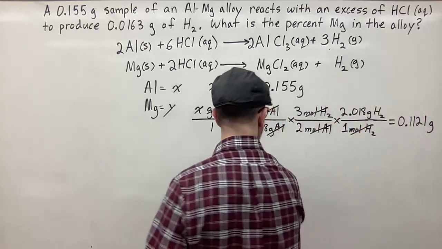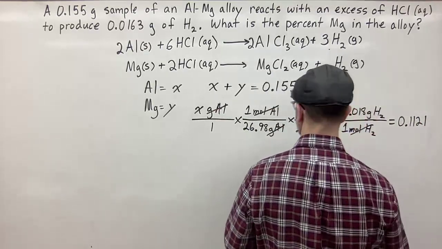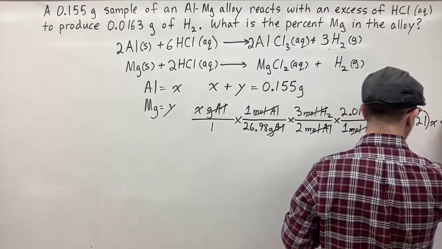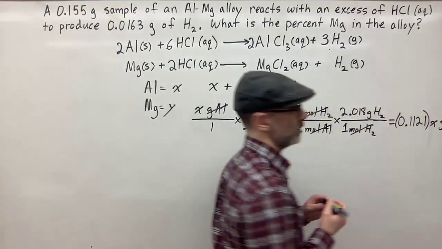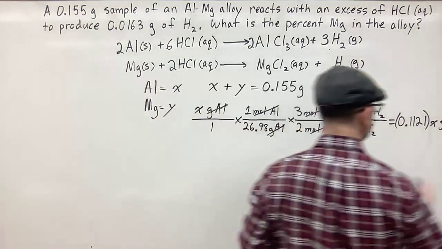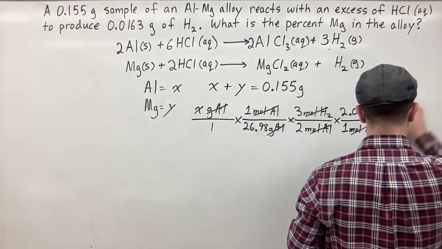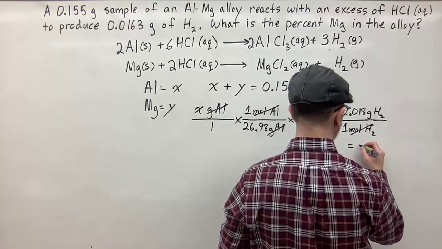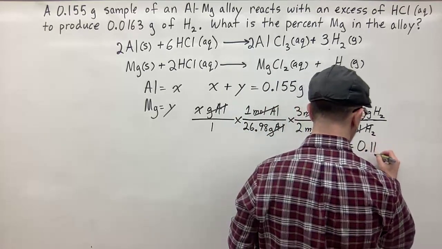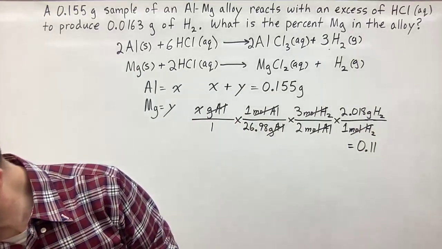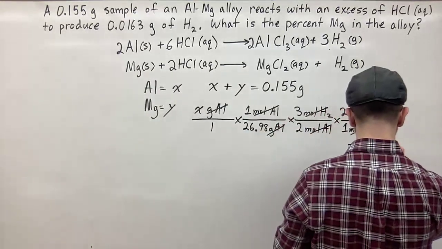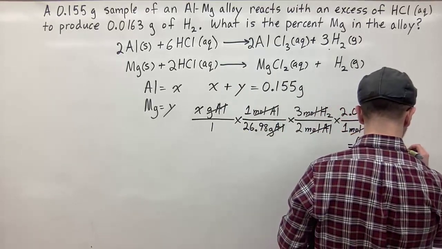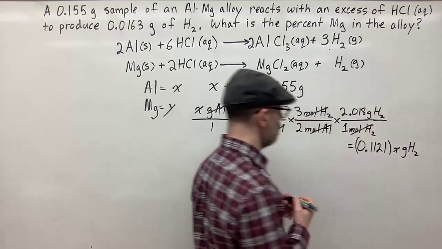Oh, I forgot the X. We need to have that multiplied by X because we have X there. So this is going to be multiplied by X grams of hydrogen. So this is going to be equal to 0.1121 times X grams of hydrogen.